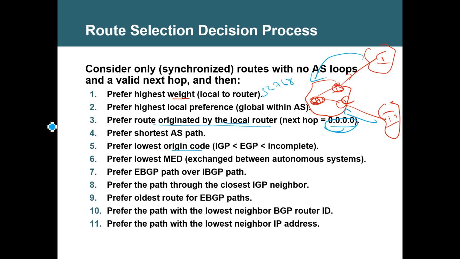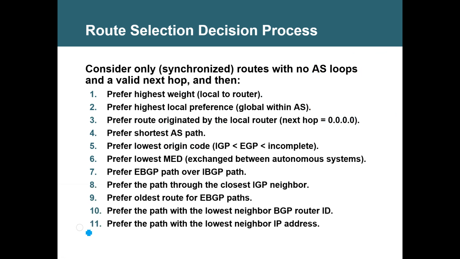So local origin takes preference. If all are coming from outside, then this will be a tie, and the tiebreaker may be AS path. If one has got less number of AS in the path than the other, it prefers the lowest AS path.